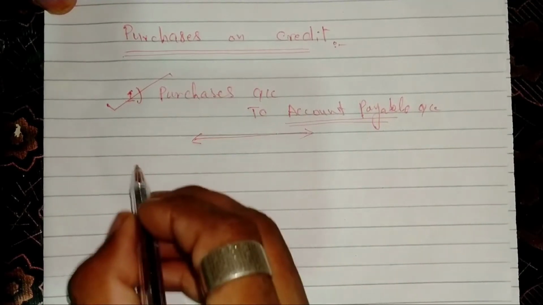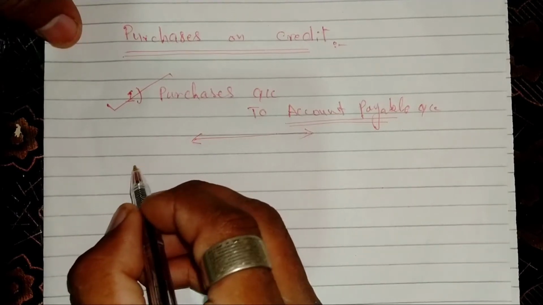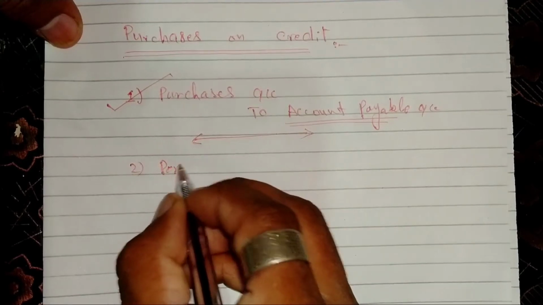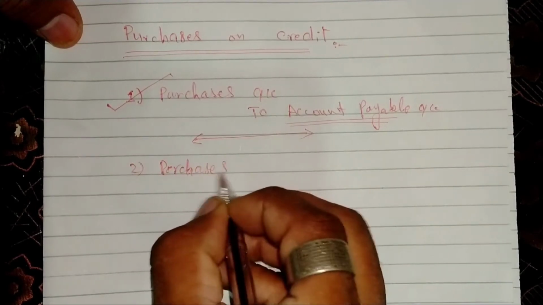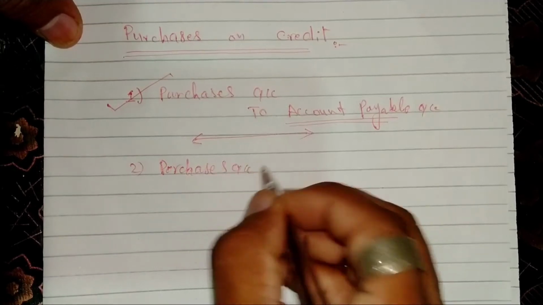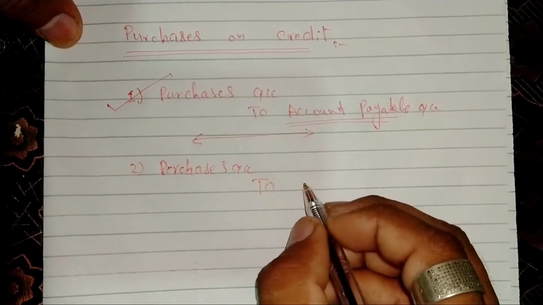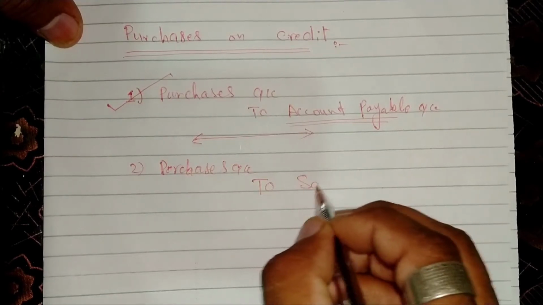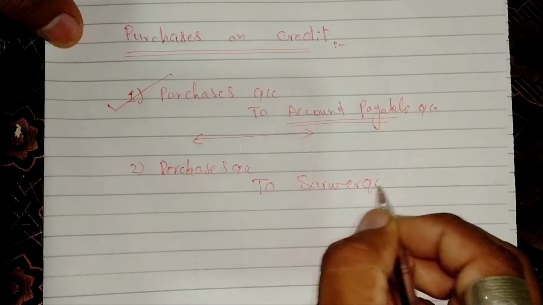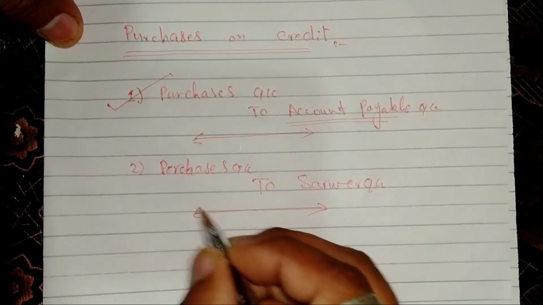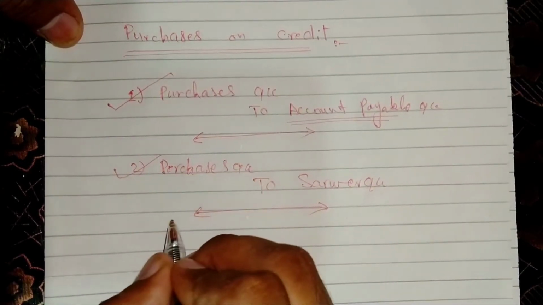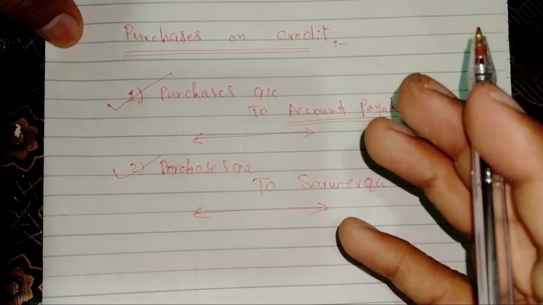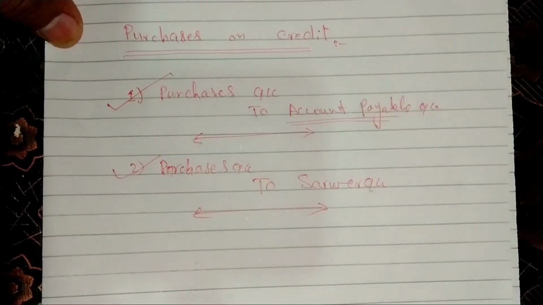To resolve this issue, the second way to enter this entry is purchases account debit to, and enter the supplier's name, e.g. Server account. This method is fruitful or beneficial when we make credit purchases from different suppliers.